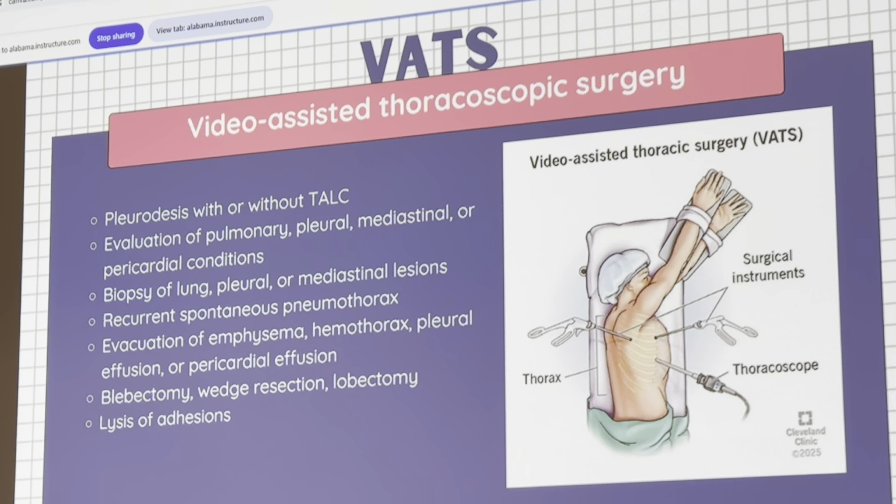So usually it's going to be some type of video assisted procedure. And so we'll have some type of ultrasound, some type of camera that is going into that intrathoracic cavity, so we can get a good, nice visual of that space.